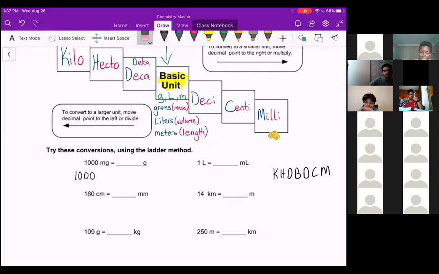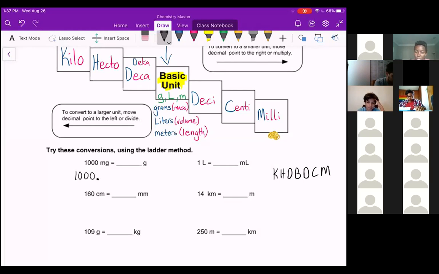Okay, anybody want to help them out? At the very right. At the end. Yes, it's at the very end. So even though we don't have a decimal, if you don't see a decimal, you can assume it's at the very end, okay? All right, so here's where the decimal is.